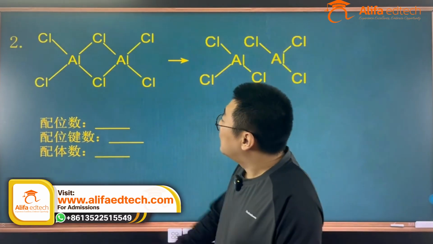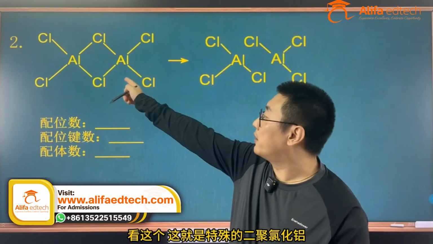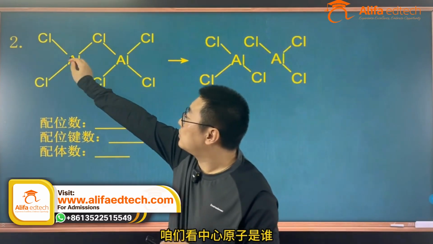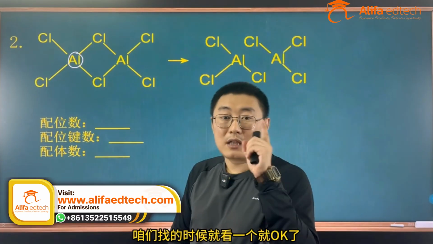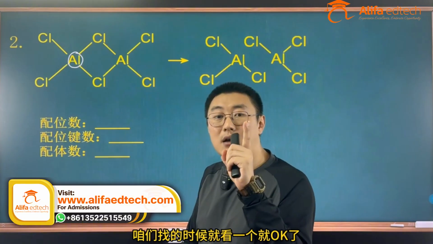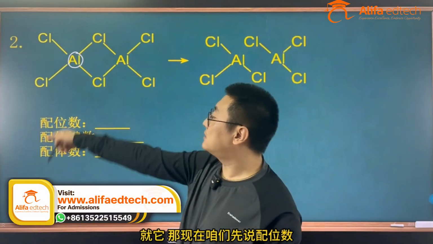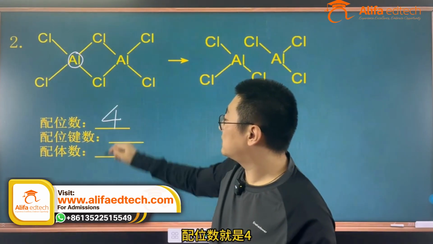This special dimer, iron dichloride. In this compound, who is the central atom? It's iron. Note, there are 2 iron atoms, but when analyzing, we just focus on one, understand? You need to be clear about which atom you're analyzing. Now, for coordination number, how many bonds does it have? It has 4 bonds, so the coordination number is 4.